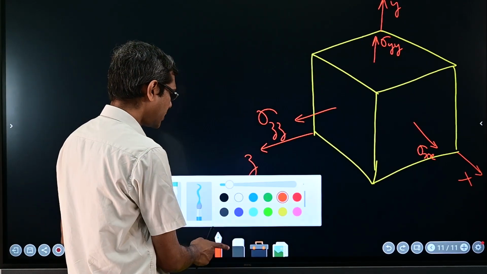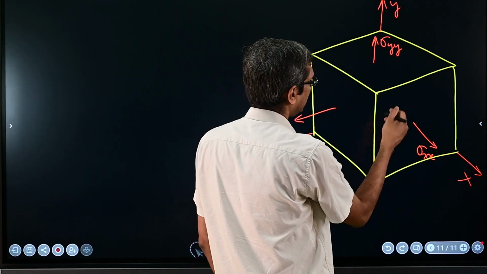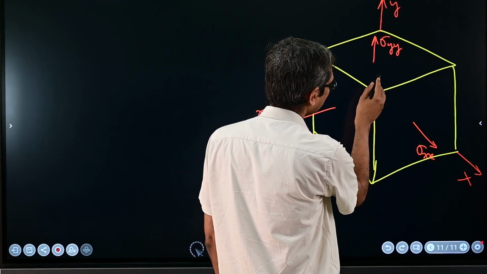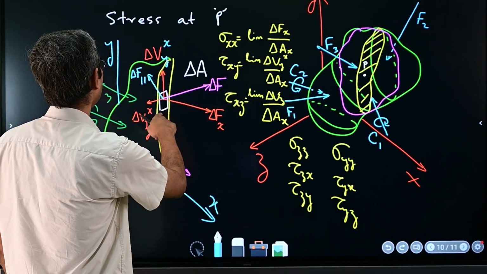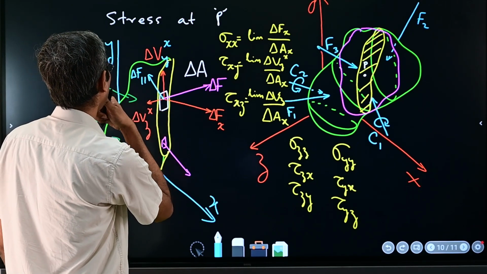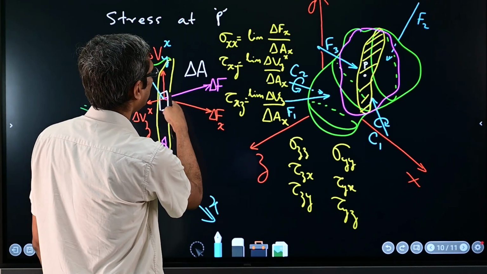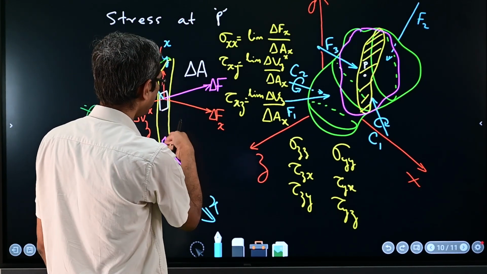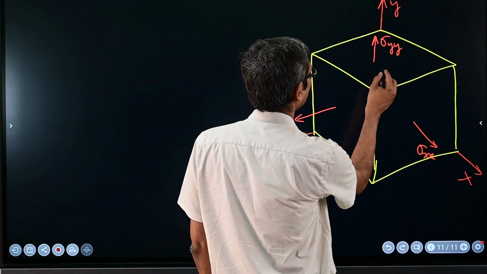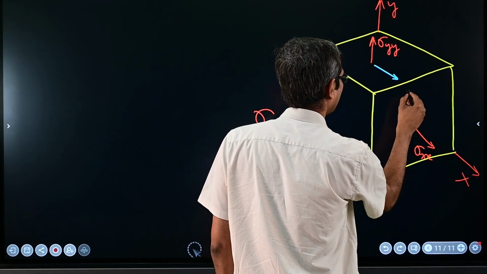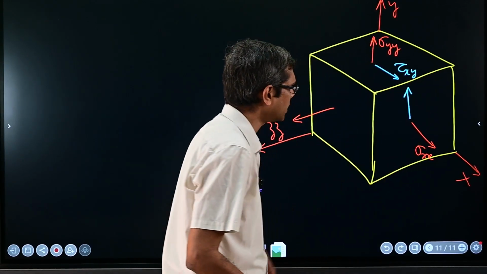Okay, and now coming to the taus, the shear stresses in this direction. You come here. Now here, if you see this one, tau xy was in this direction, right? And similarly, here you have this and this. So this is tau xy. What does it tell you?